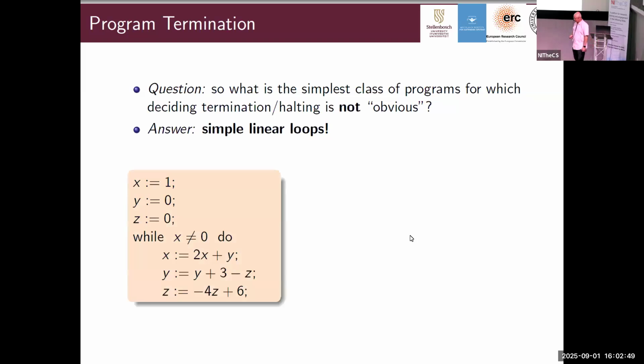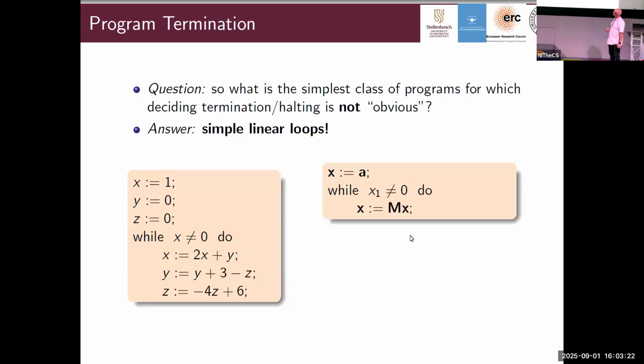If you've ever taken a course in computer science as an undergraduate, then you would see something like this, where you start with a system of parameters. In this case, they are denoted x, y, z. It has some initial values there. And while x is not equal to 0, then move those parameters around. Move 2x plus y to be the new x, y plus 3 minus z to be the new y, and the new z is minus 4z plus 6.